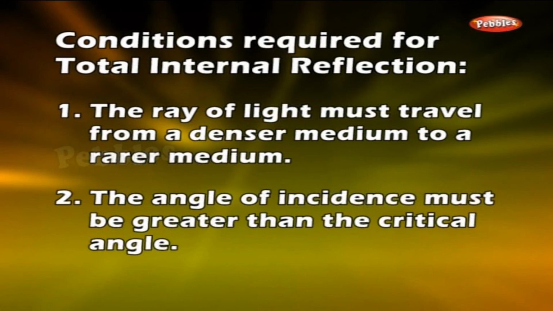Conditions required for total internal reflection. 1. The ray of light must travel from a denser medium to a rarer medium. 2. The angle of incidence must be greater than the critical angle.